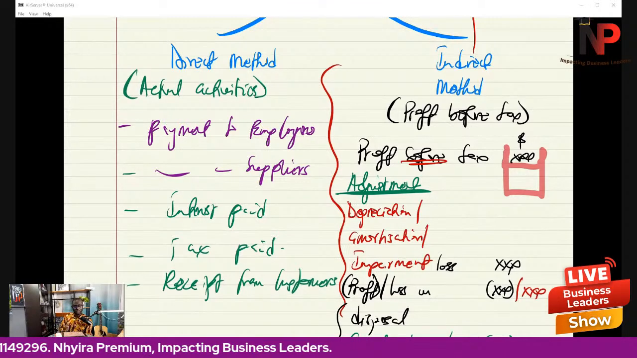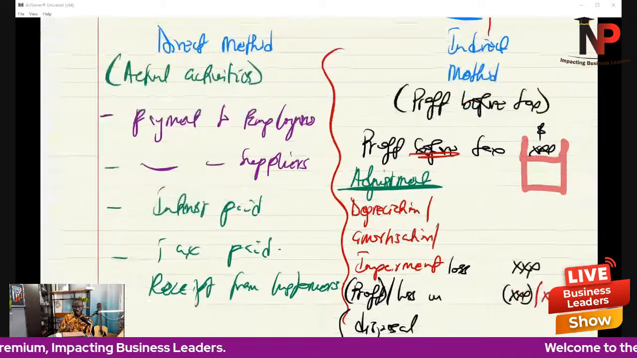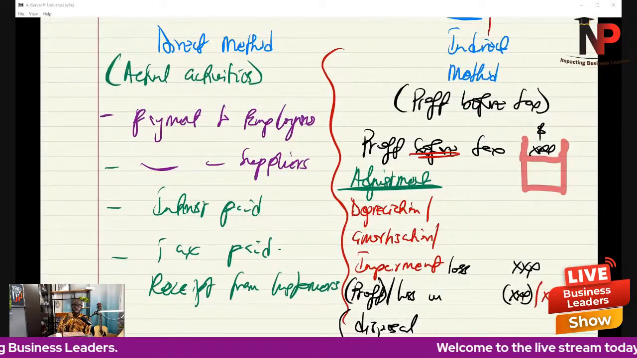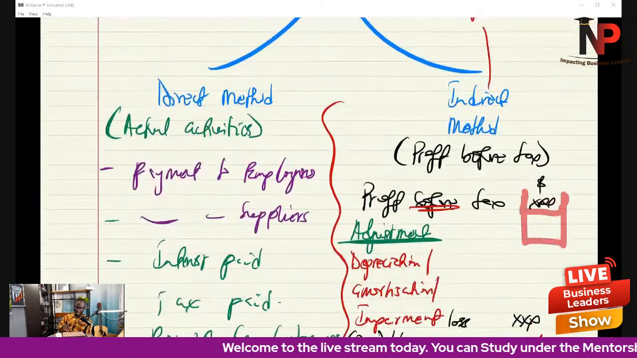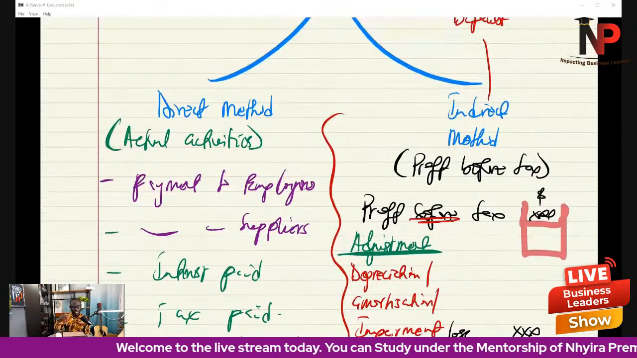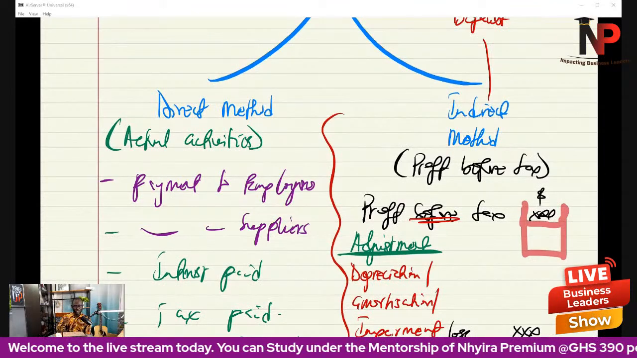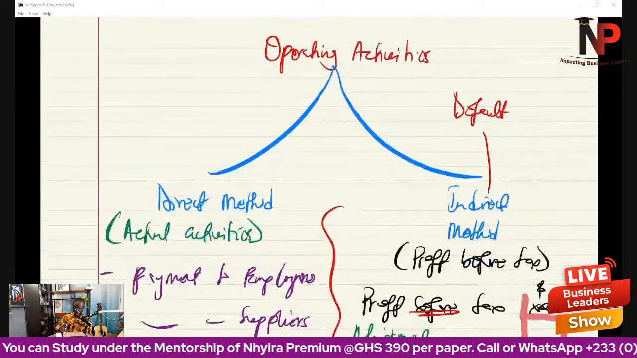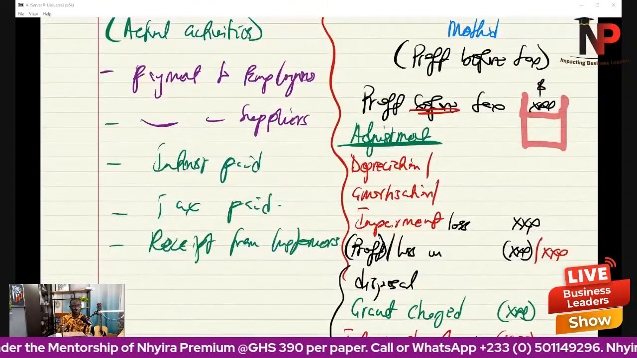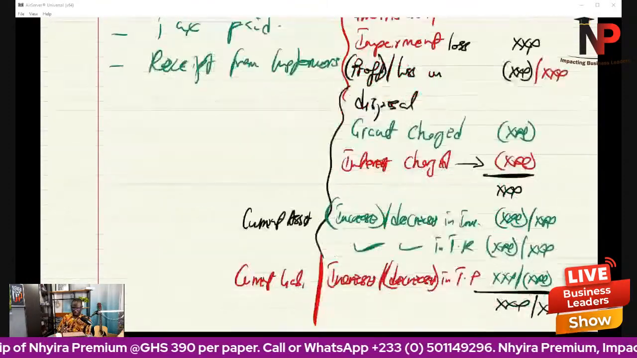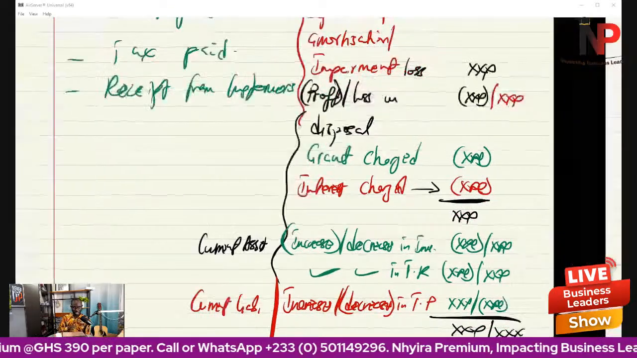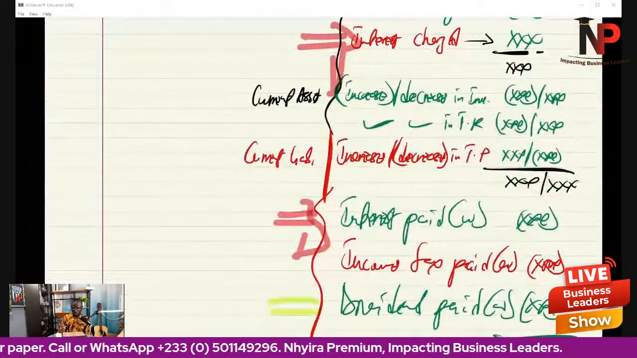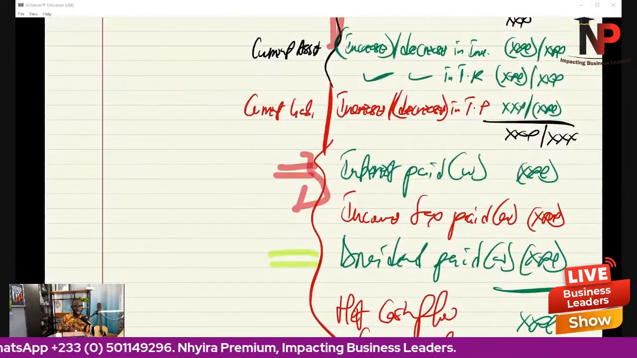But we emphasized that usually we're not going to be looking at the direct method when it comes to the preparation of the cash flow statement, but rather the default method, which is the indirect method. When it comes to the indirect method, we start with the profit before tax for the year, and we make the various adjustments to the profit or loss, and we discussed that in detail in part one.